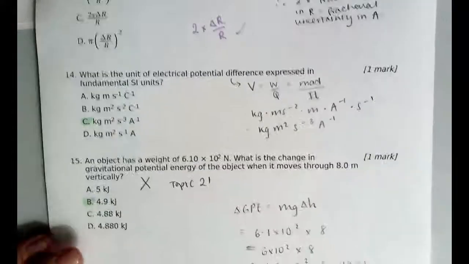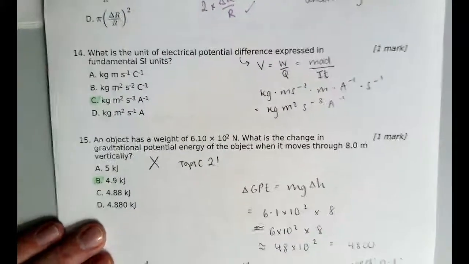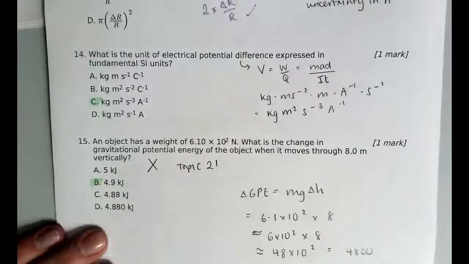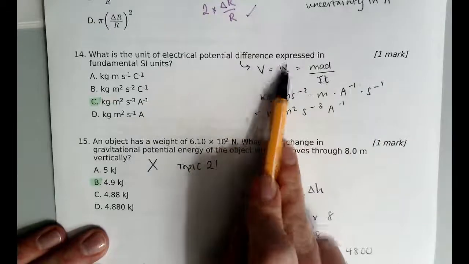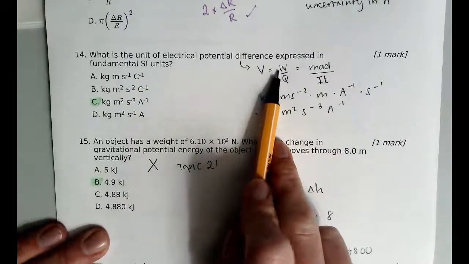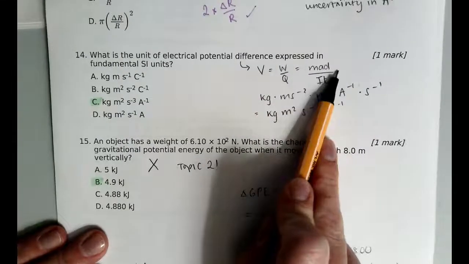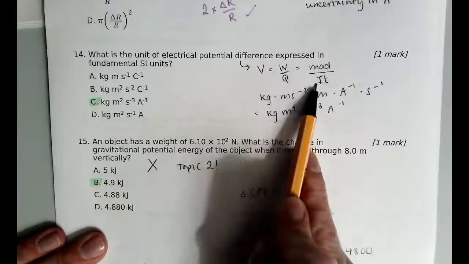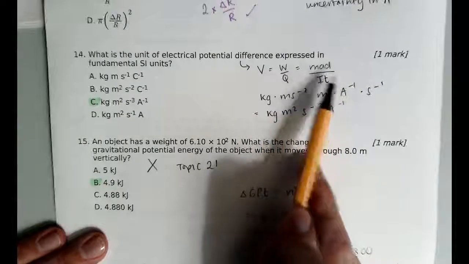14. What is the unit of electrical potential difference expressed in fundamental SI units? So from GCSE, voltage, potential difference, is work done per unit charge. We've said a number of times now in this video that work done is force times distance, which is mass times acceleration times distance. Charge is current multiplied by time. I need to do that to get my fundamental units.